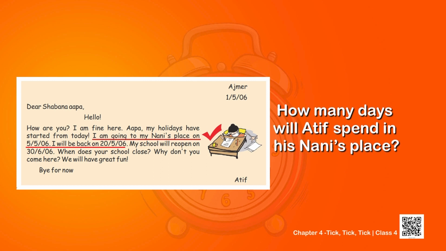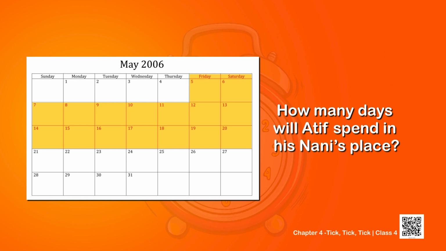From 5/5/2006 to 20th/5/2006. Here is a calendar for you. You may start counting now. 1, 2, 3, 4. Yes, keep counting till you reach 20th May 2006. Good. How many days did you get? Yes, 16 days. So, Atif will spend 16 days in his nanny's place.